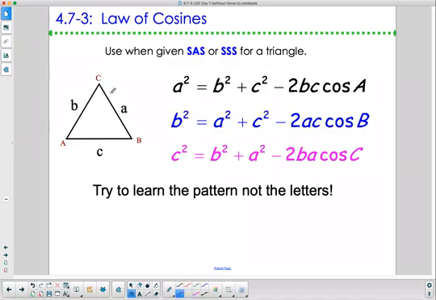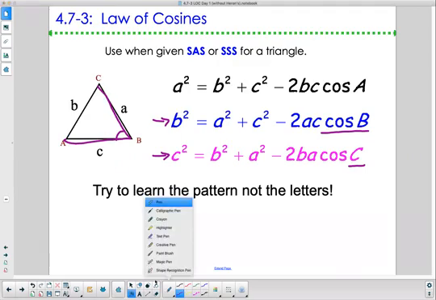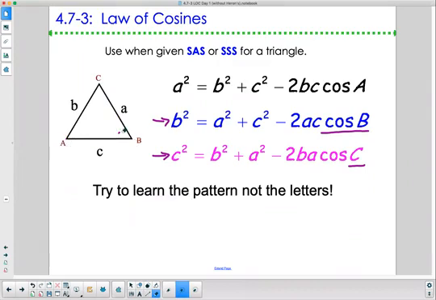Say you are given side-angle-side: this side, this angle, and that side. You would use this version of the equation because you've been given angle C. If you'd been given side A, side C, and angle B, you would use this version of the equation. And if you'd been given side B, side C, and angle A, you'd use the first version.